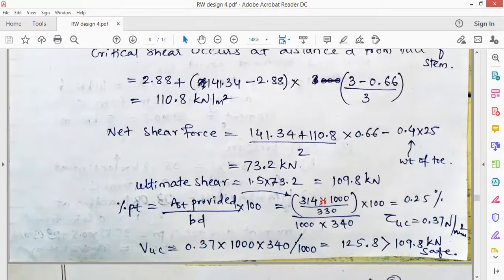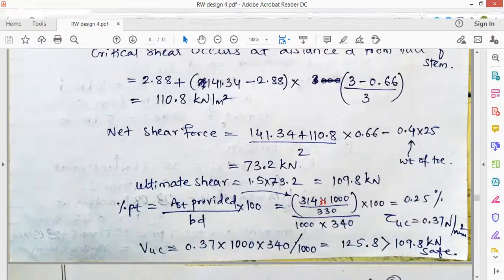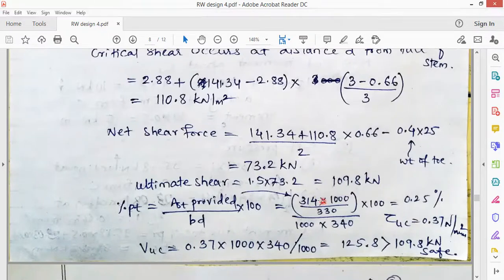Similarly, we will design the heel part as well as the stem part. So that part we will take in next class. Thank you.